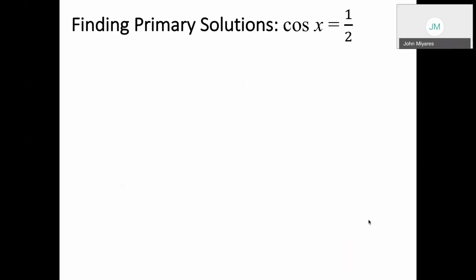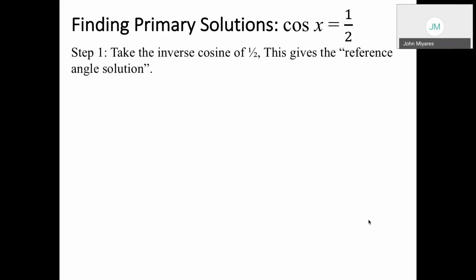Let's say we want to find the primary solutions to the equation cosine of x equals 1/2, but we don't want to do it graphically looking where the cosine wave will intersect that horizontal line. Here's what we're going to want to do. Our first step is going to be to take the inverse cosine of 1/2 to get the reference angle solution. We know from our previous experiences, and hopefully through our work with mad minutes, that the inverse cosine of 1/2 will be 60 degrees or pi over 3 radians. This is our reference angle solution.